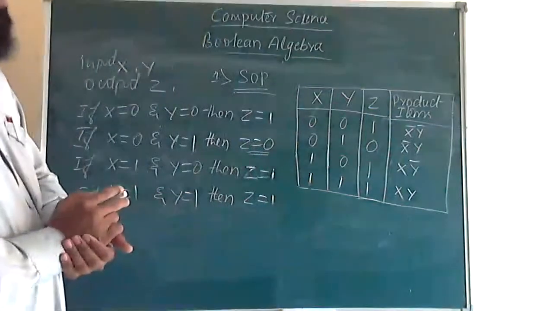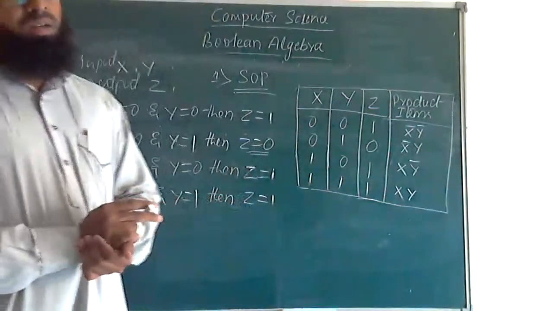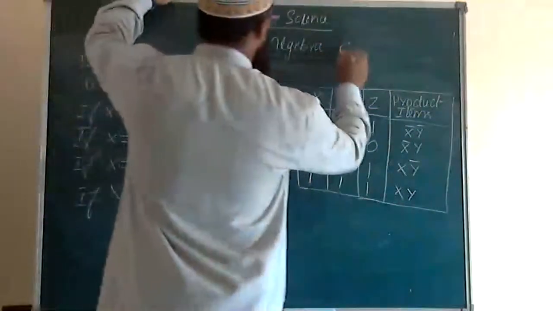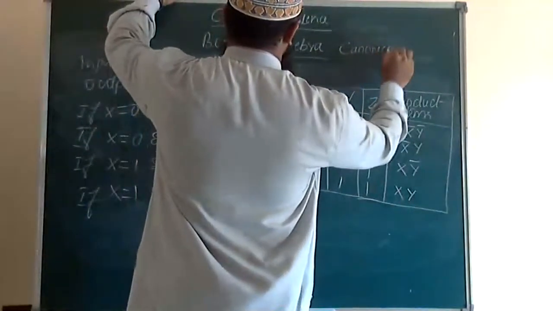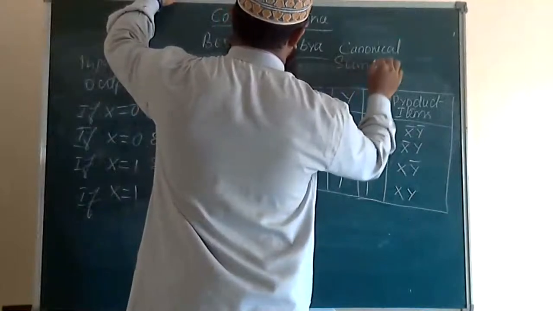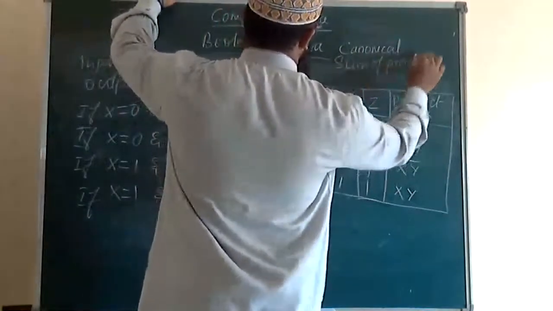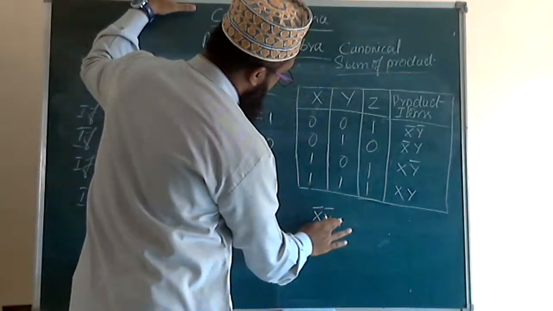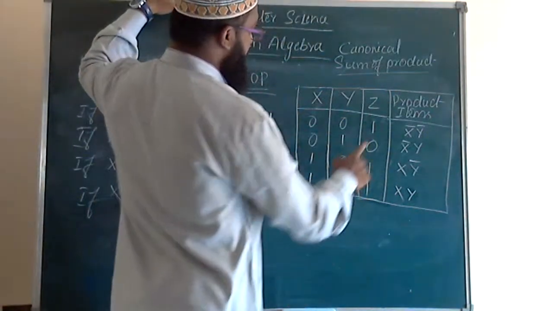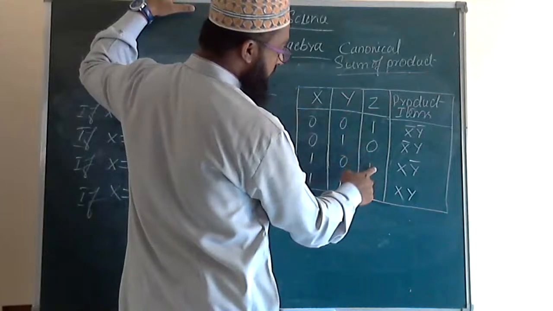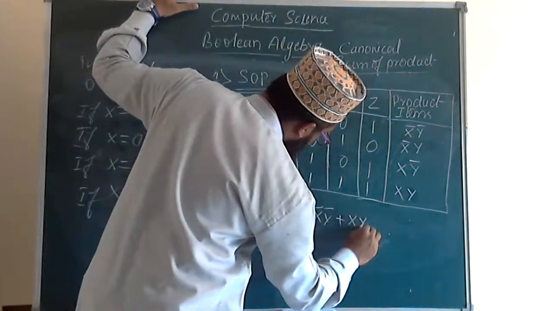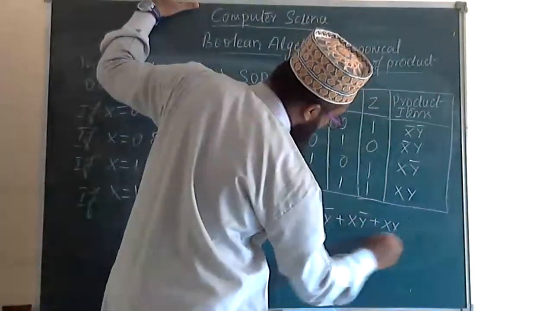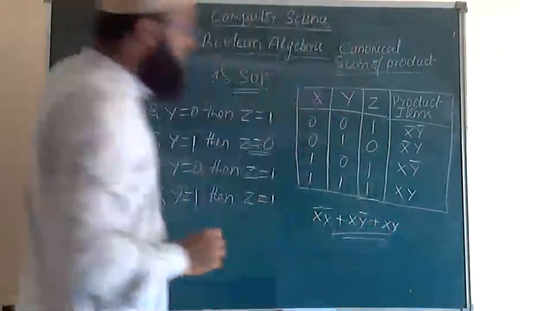Okay, how will you write the canonical sum of product? This is sum of product. Then how will you write the canonical sum of product? We need to write plus. Then here 0, no need to write. 1 is there, x y bar. Plus here 1 is there, result is 1. Then write down this x y. This is called the canonical sum of product.